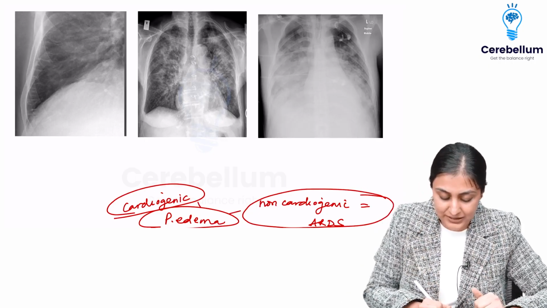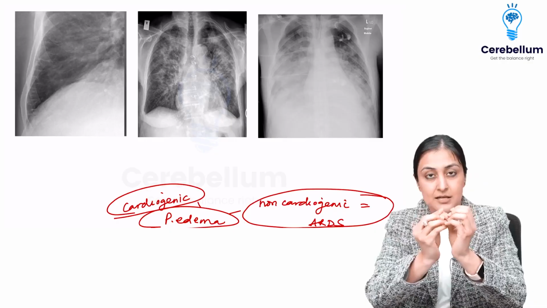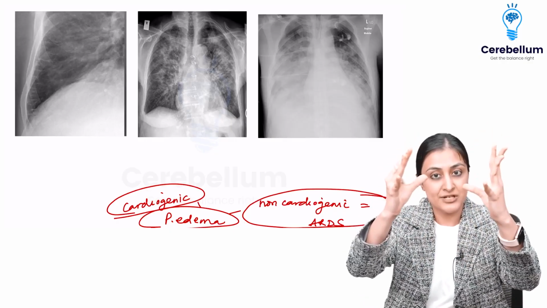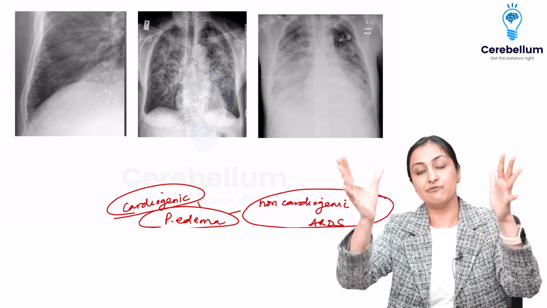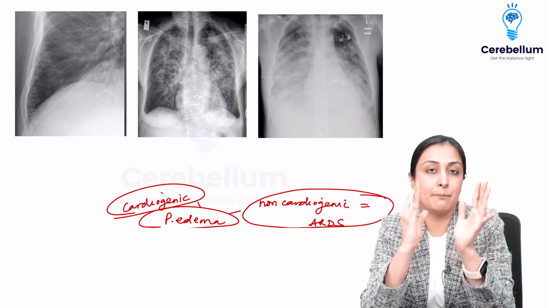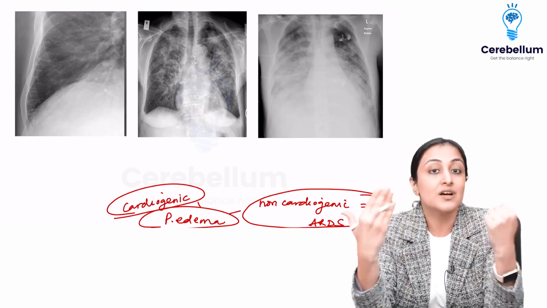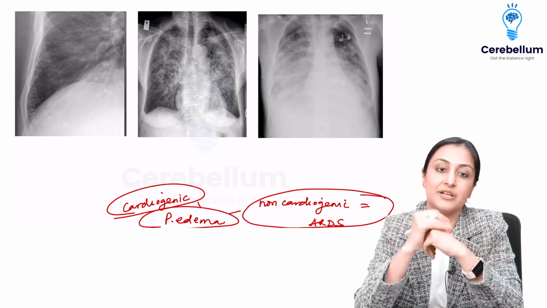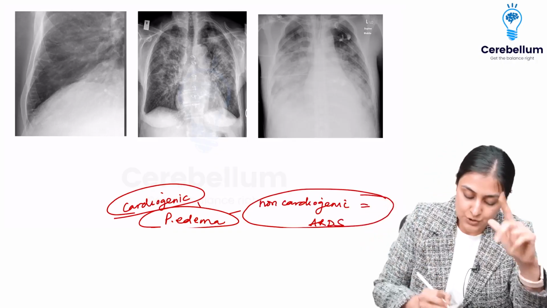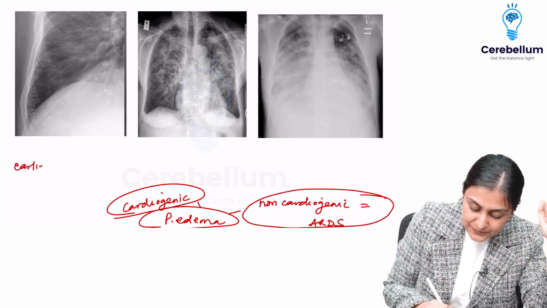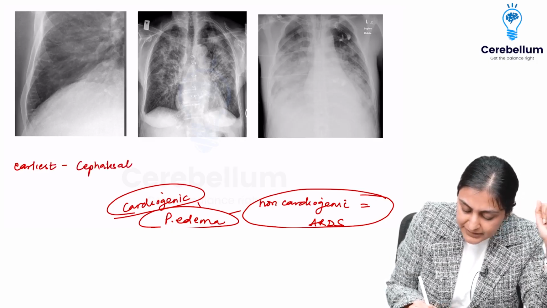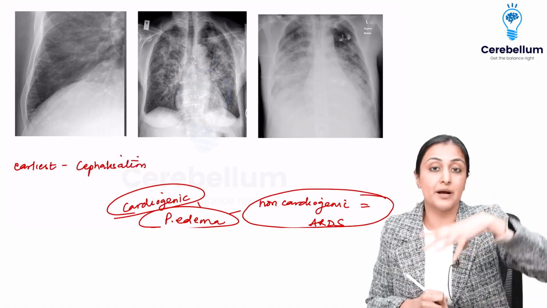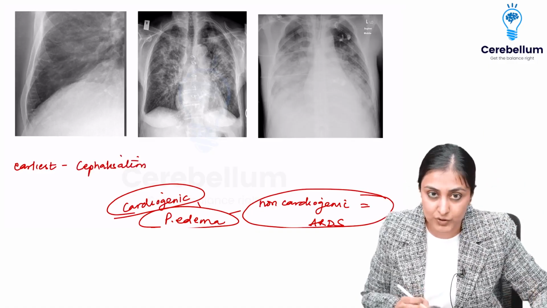What happens when the left ventricle fails? The blood overloads in the left atrium. From the left atrium, it goes back into the pulmonary veins. So essentially, the pulmonary venous pressure increases, the pulmonary veins begin dilating. So the earliest change that I see is cephalization. The pulmonary veins of the upper lobes become dilated as compared to lower lobes.